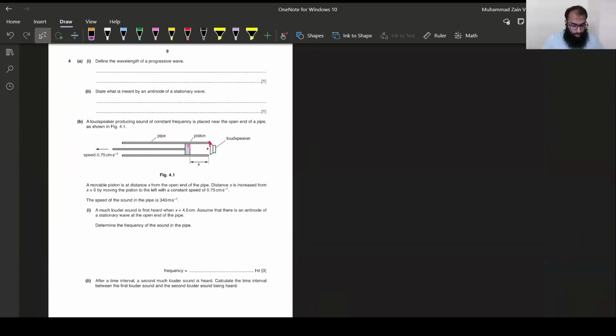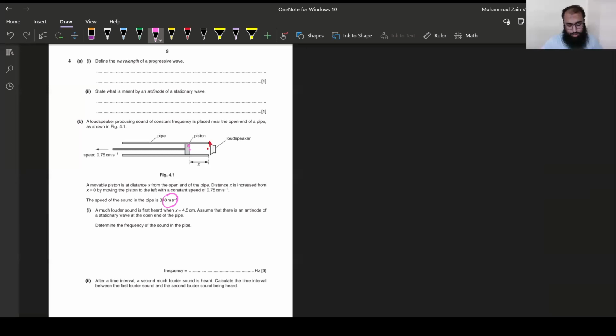Okay, so now a movable piston is at a distance x from the open end of the pipe. Distance x is increased from x equals 0 by moving the piston to the left with a constant speed of 0.75 centimeters per second. So that's the speed with which the piston is moving outwards. The speed of sound in the pipe is given, and they're telling me a much louder sound is first heard when x equals 4.5 centimeters. Assume there's an antinode of a stationary wave at the open end of the pipe. Determine the frequency of the sound in the pipe.